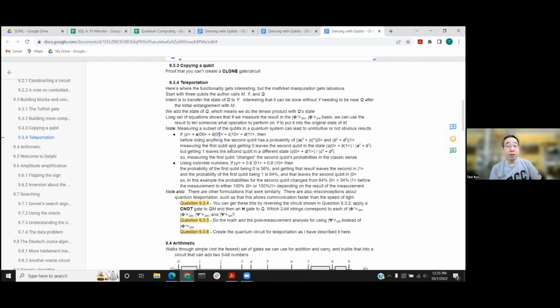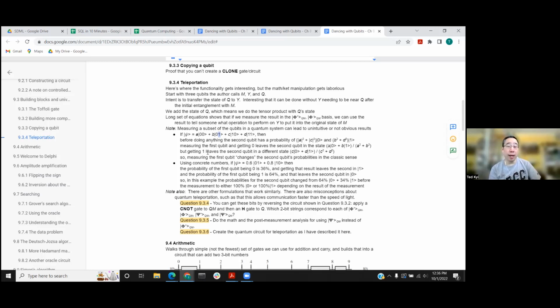If we then measure the first qubit and we get a 0, that leaves the second qubit in the state A times ket 0 plus B ket 1. And then you have to normalize it and divide by A squared plus B squared. But so basically, our probability was A squared plus C squared, and it's now dropped basically to A.